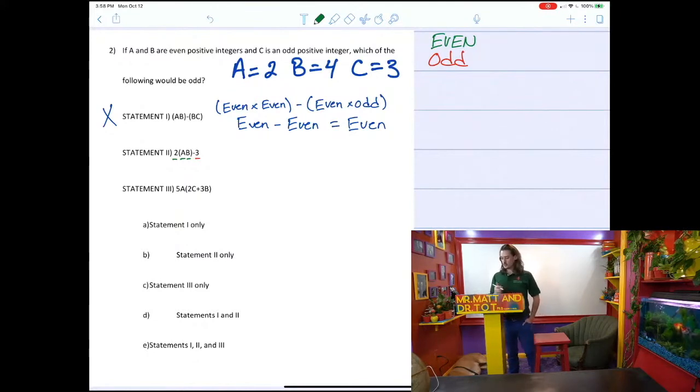Okay, I'm going to give you 2 more minutes. Look at statements 2 and 3, please. And then pick the corresponding correct answer selection.